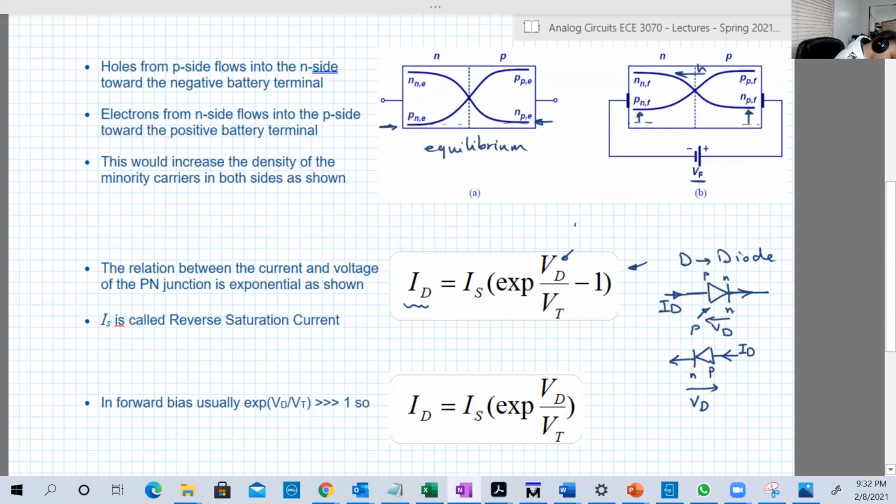So VD is the diode voltage, or the PN junction voltage. You can call it whatever you want. Here is the diode current. And this is the general equation. This is not just for forward and not reverse. No, we can use it in reverse as well, as we will see in a moment.